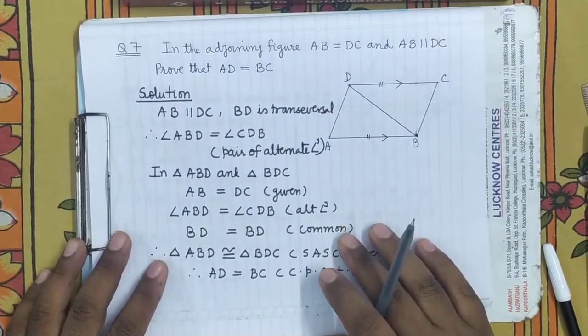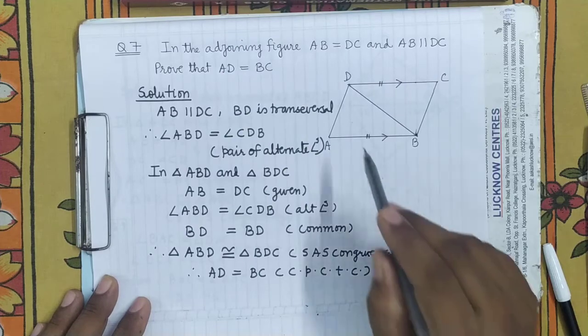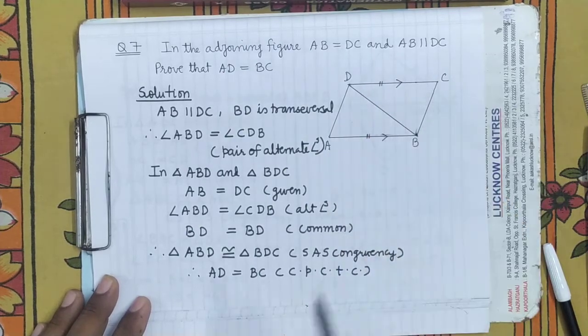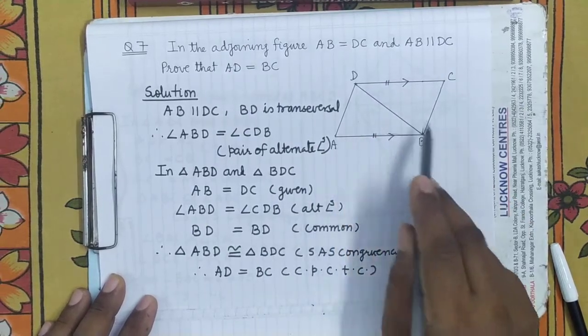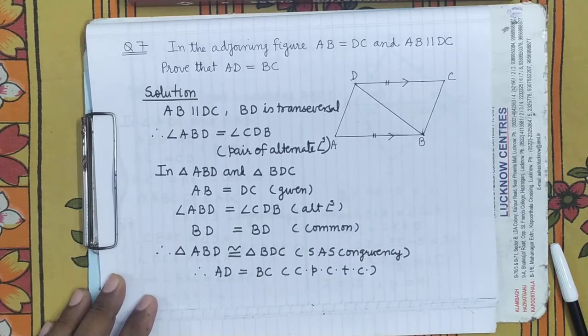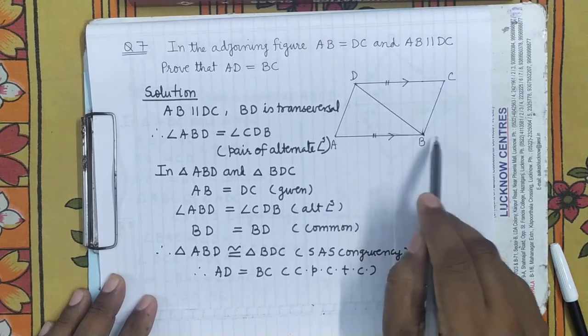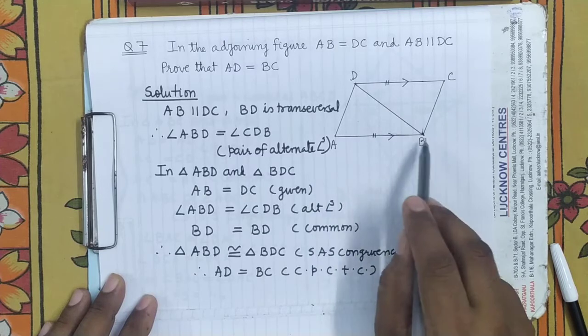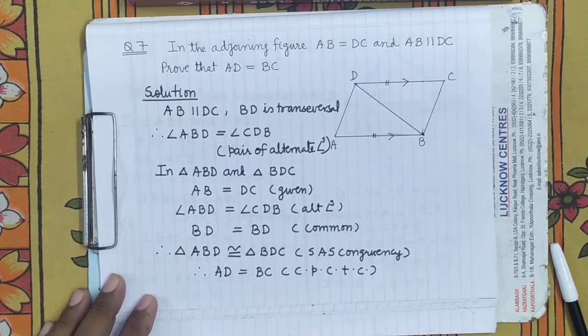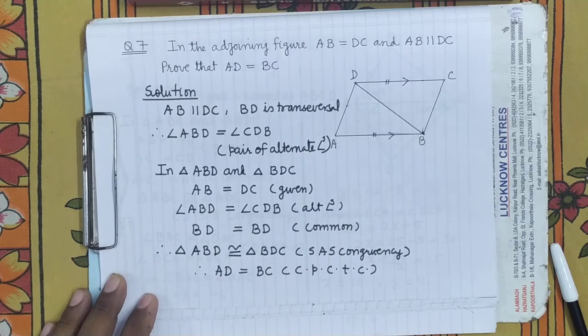In the adjoining figure, AB equals DC and AB is parallel to DC. These two things are given: AB equals DC, AB parallel to DC. You have to prove AD equals BC. It's clear? How will you prove?